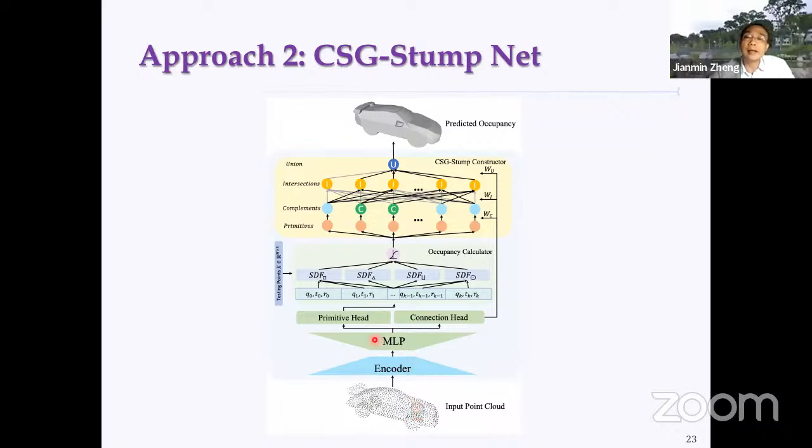So then we design MLPs to decode the latent vector into a primitive head and a connection head. The primitive head tells how many primitives there are and their parameters, the intrinsic parameter values and also the extrinsic parameter values. And the connection head recovers those three connection matrices, right?